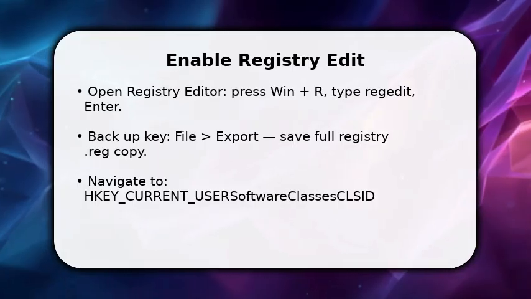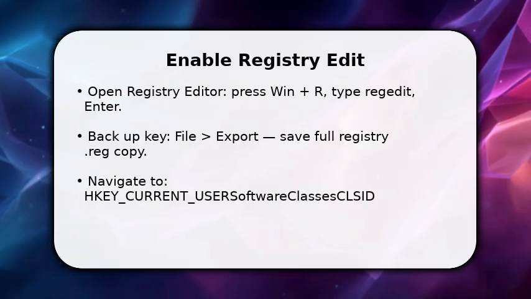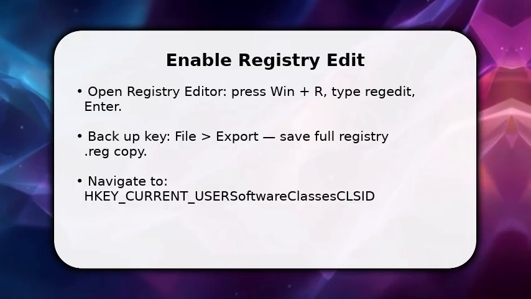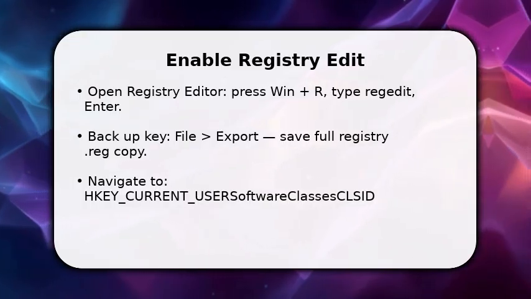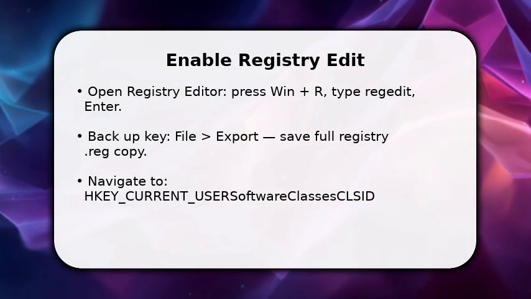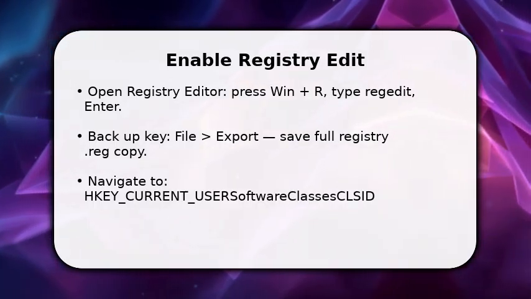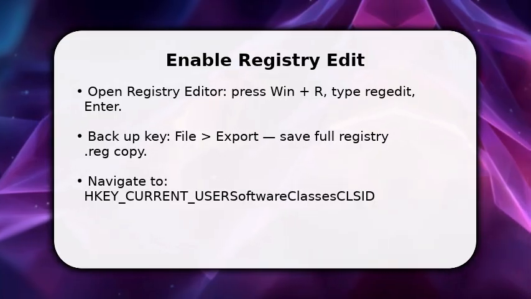You start by opening Registry Editor because this is where the classic menu toggle lives. Once you have Regedit open, immediately export the registry so you can restore if needed. Next, navigate to HKEY_CURRENT_USER\Software\Classes\CLSID. Make sure you follow that exact path.